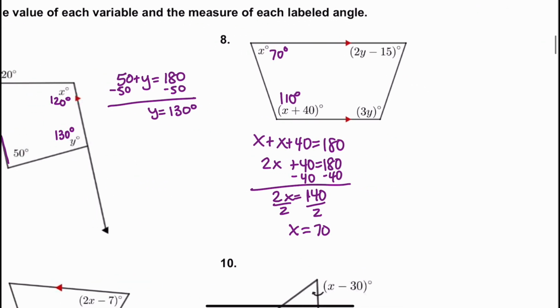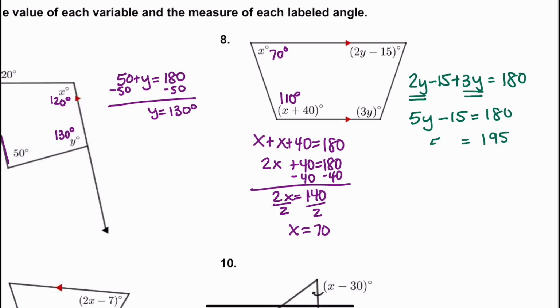So let's look at this other angle here. We've got this angle and this angle. They're both in terms of y. They are also same side interior, so those are going to be supplementary, which means they add to 180 degrees. So 2y minus 15 plus 3y equals 180. We're going to add the like terms together. If I have 2 y's and I add 3 more y's, I have 5y. 5y minus 15 equals 180. Let's add 15 to both sides. That gives us 195 equals 5y. I divide both sides by 5.